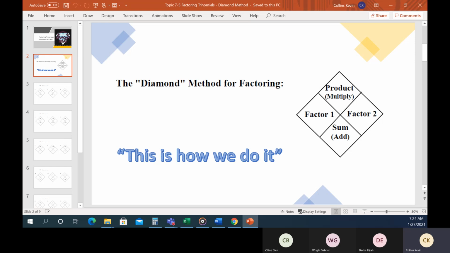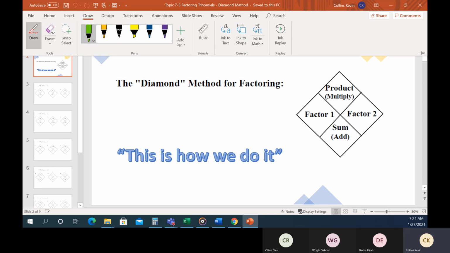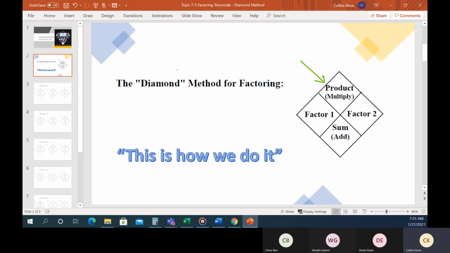Okay, so what we have here is this diamond, and up here at the top, there's going to be a number. This is a product, so this means we have two numbers that multiply together to give us that number. So, for example, if the number was 6, we could have maybe 2 times 3. So here are your factors, factor 1 times factor 2. So 2 times 3 gives me 6.